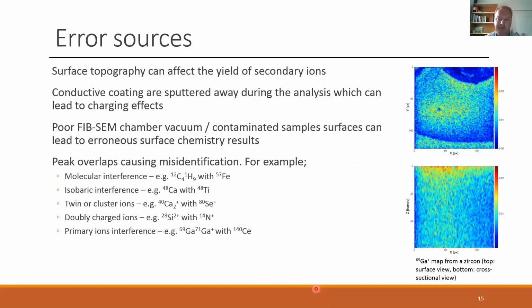So like all techniques, there's always a number of biases, and they just need to be understood and taken into account where possible. One of them is surface topography. Ideally we like to work with flat samples, but for samples that have topography, you'll get higher secondary ion yield at those locations where you have such an edge or a sharp point.